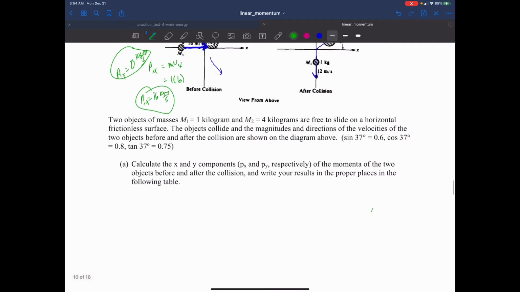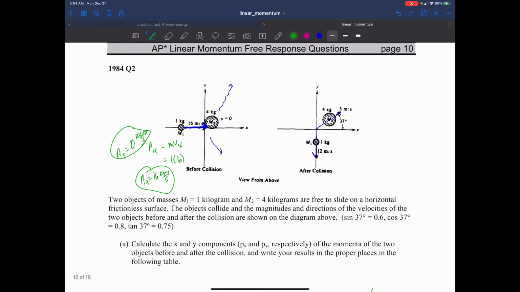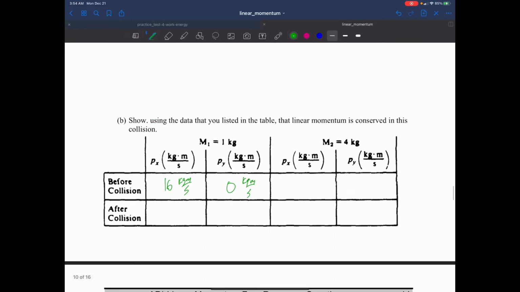Let's do this one right here. Well, that was a velocity of 0, so guess what? That's going to be super easy. 0 kilogram meters per second, 0 kilogram meters per second.